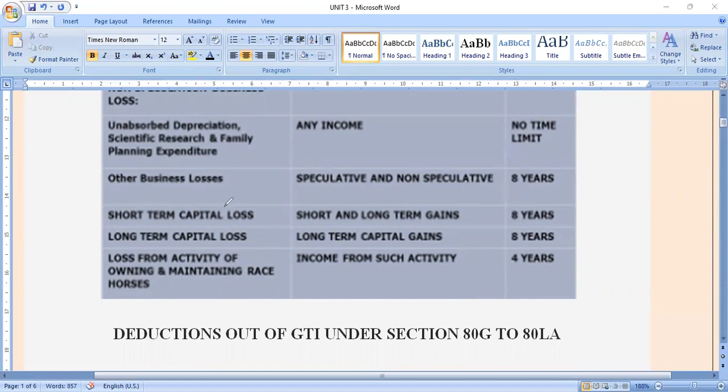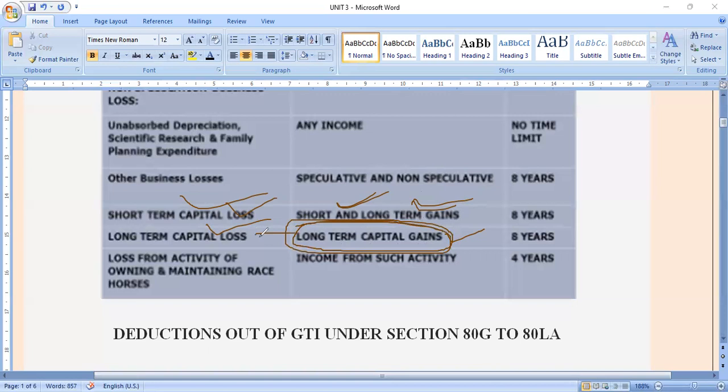Now next, short-term capital loss you can write off against short-term and long-term capital gains only. Please remember, capital losses can be written off against capital gains only. Similarly, remember another point: short-term capital losses can be written off against short-term and long-term capital gains, but long-term capital losses can be written off only against long-term capital gains. Please remember this point.